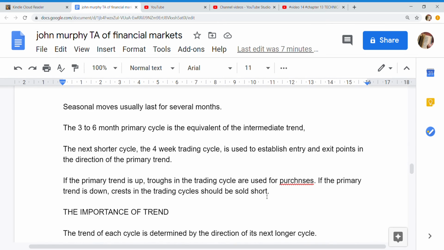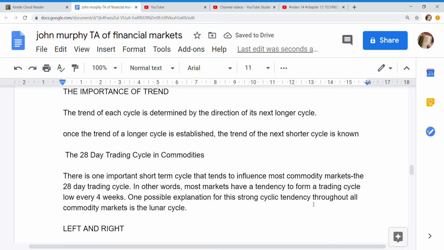The 3 to 6 month primary cycle is the equivalent of the intermediate trend. The next shorter cycle, the 4-week trading cycle, is used to establish entry and exit points in the direction of the primary trend. If the primary trend is up, troughs in the trading cycle are used for purchases. If the primary trend is down, crests in the trading cycle should be sold short. The importance of trend. The trend of each cycle is determined by the direction of its next longer cycle.